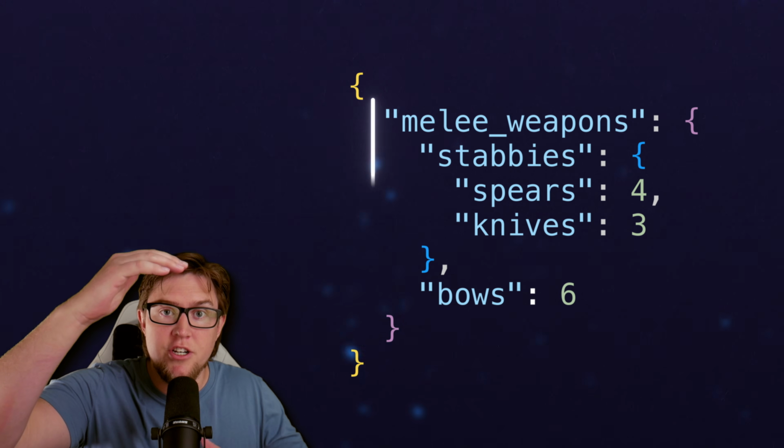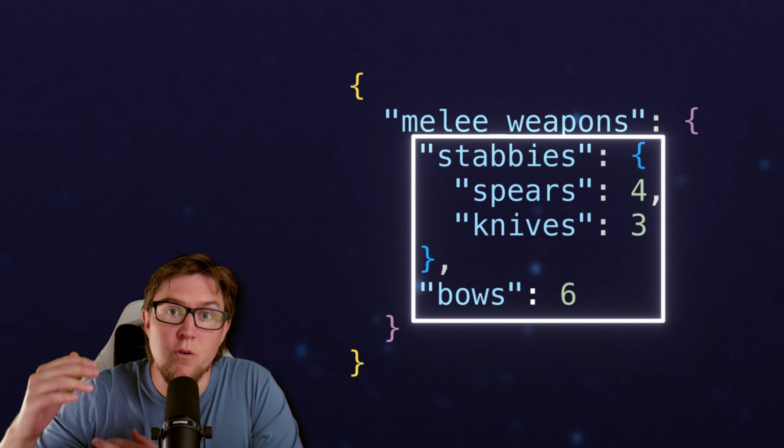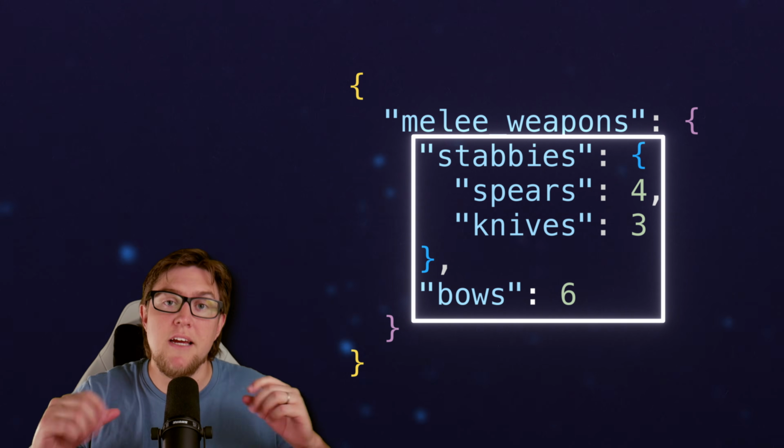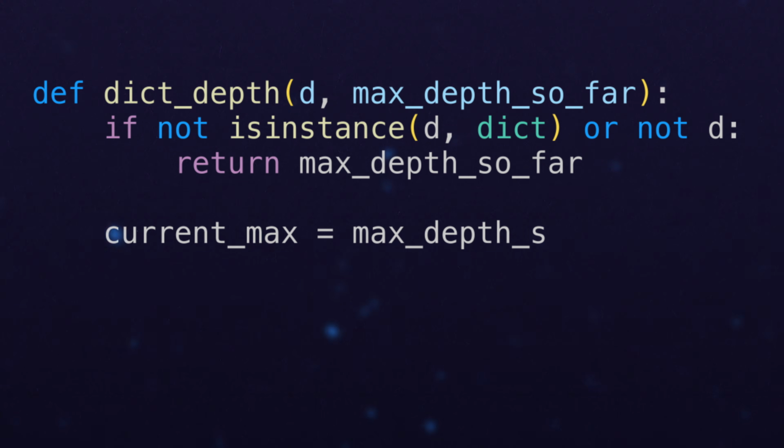Okay, now we need a recursive case. We need to figure out how to go from the top level dictionary to the next level nested dictionary, or dictionaries, because there can be multiple key value pairs. So first, we'll set a current max variable equal to the max depth so far. And the purpose of this variable will be to keep track of the max depth of all the nested dictionaries at this level.